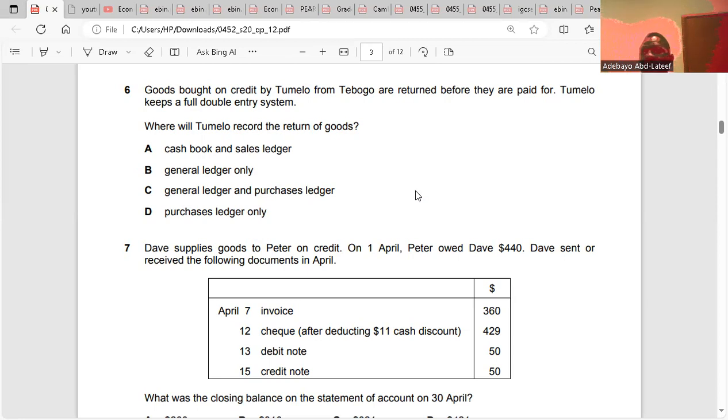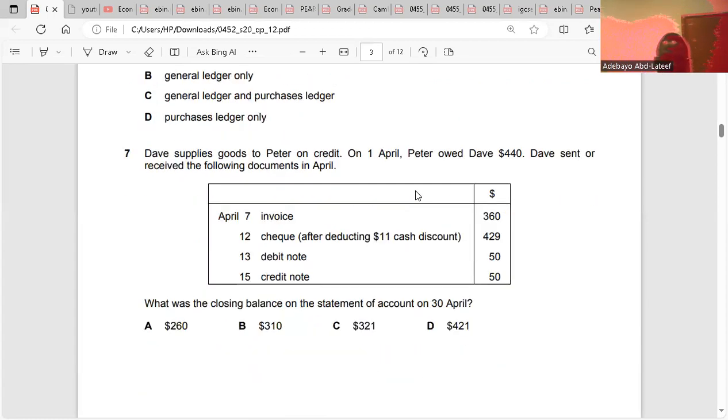It will be in the general ledger, because returns are not always made by every customer. Not all customers will return goods, so you don't have a personal account for returns. You have an individual account for purchases, but not for purchases returns. Yes, returns are general ledger. Is it clear? Yes. Question 7.